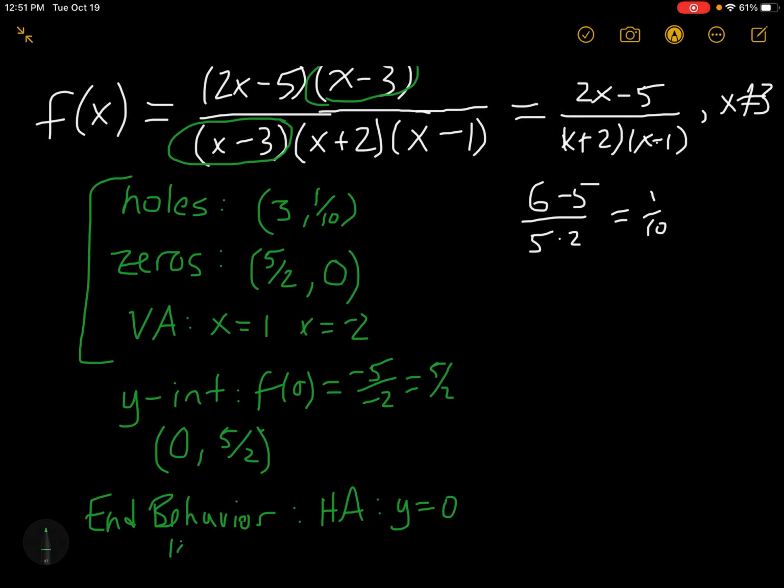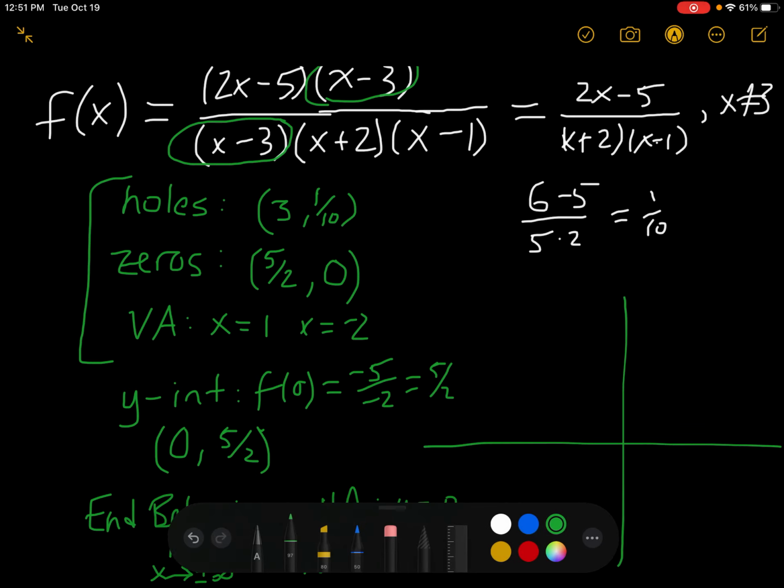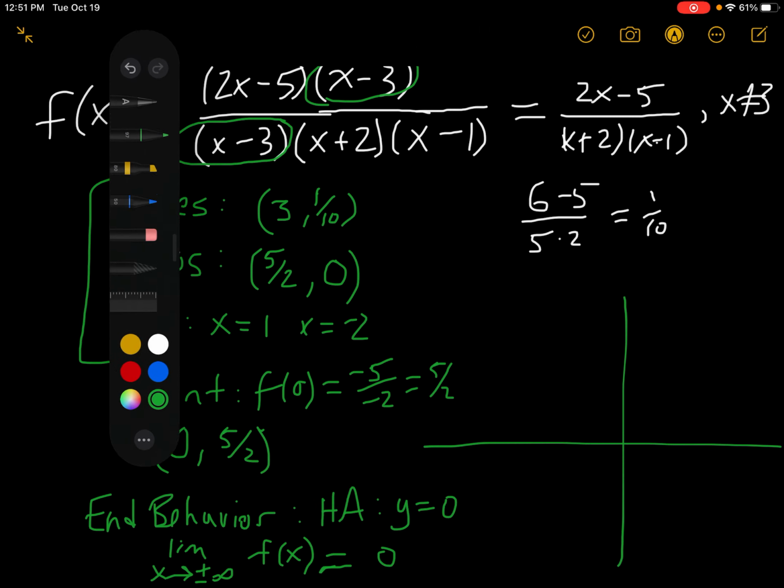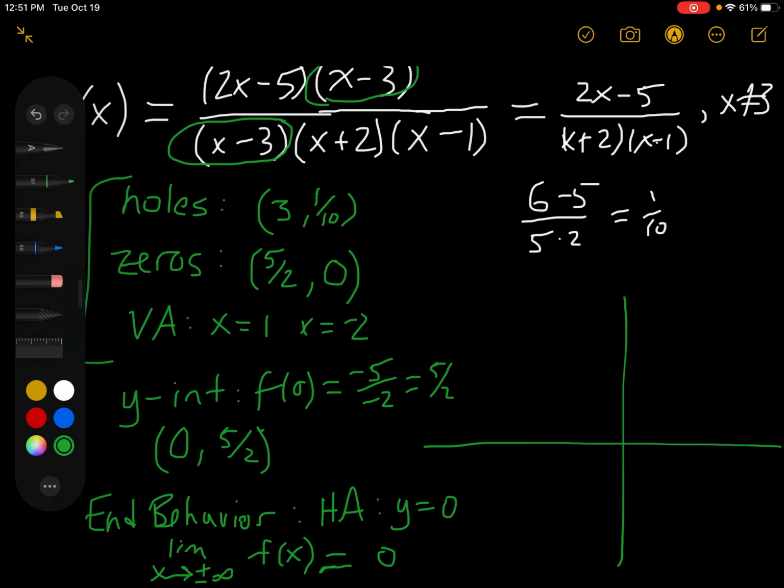You can write that as a limit by saying the limit as x approaches infinity or negative infinity. I'll say plus or minus infinity of my function f of x is 0. And so when I graph this, I'm going to have a horizontal asymptote at 0, y equals 0. I'm going to have vertical asymptotes at 1 and at negative 2.